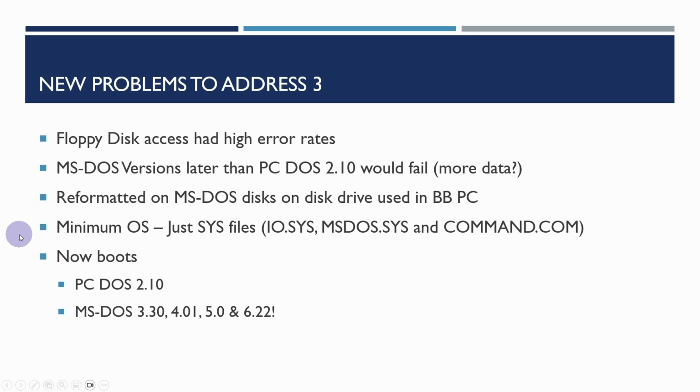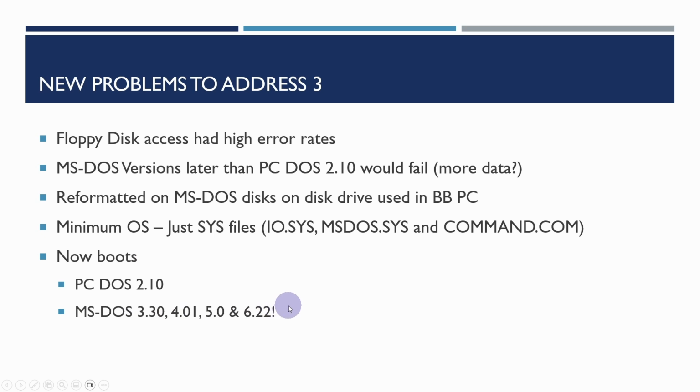It just makes it a bit easier when you're trying to trace through all the reads and things, not having all the directories and file allocation tables cluttered up with all the rest of the stuff. And now I'm pleased to say, in addition to booting PC-DOS 2.10, I have now been able to get this to boot MS-DOS 3.3, 4.01, 5.0 and even 6.2.2.